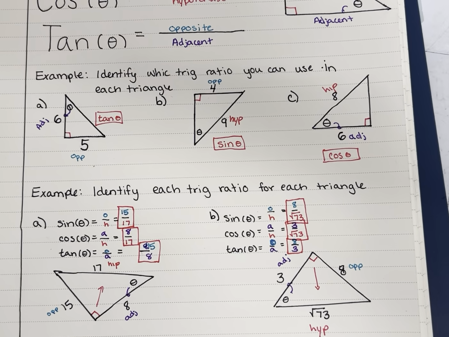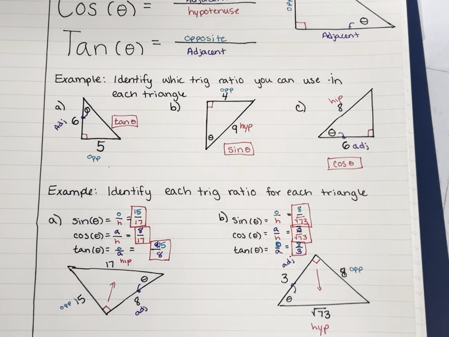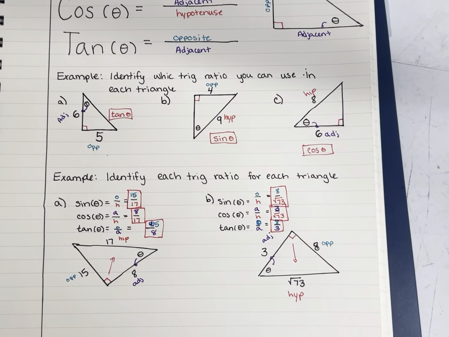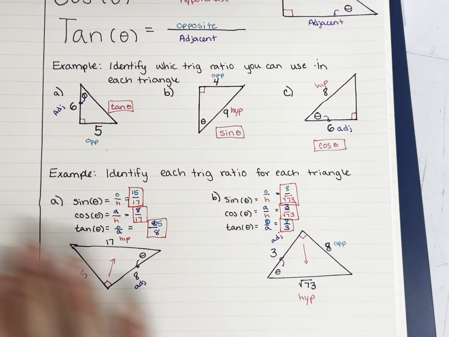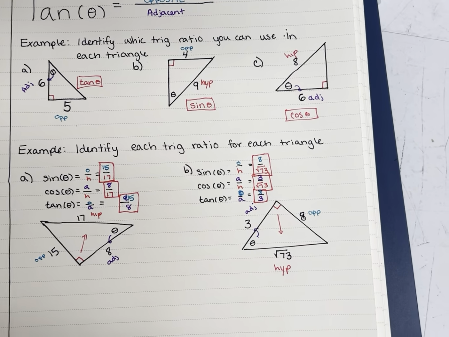And that is how we're going to use trig functions and write trig ratios. Next, what we're going to learn about is actually using these to find missing sides. So we'll practice this a little bit. You guys will get really good, and then we'll find missing sides.